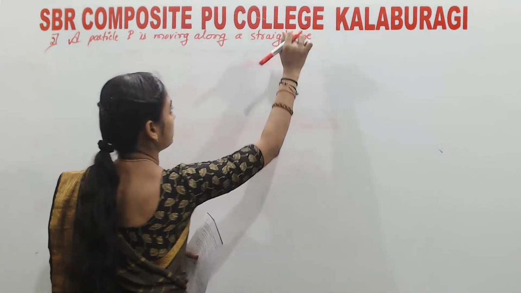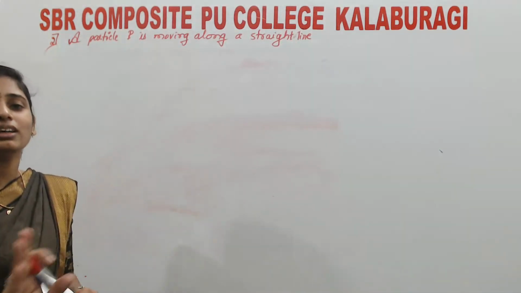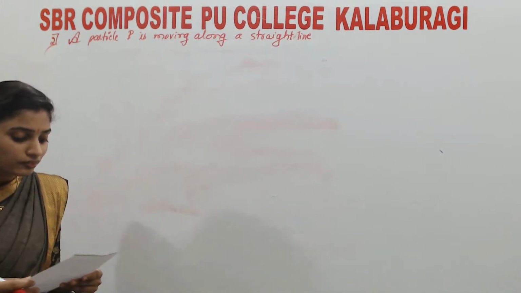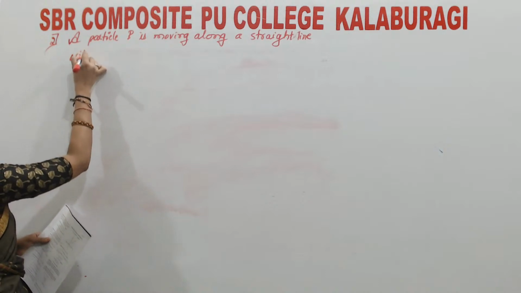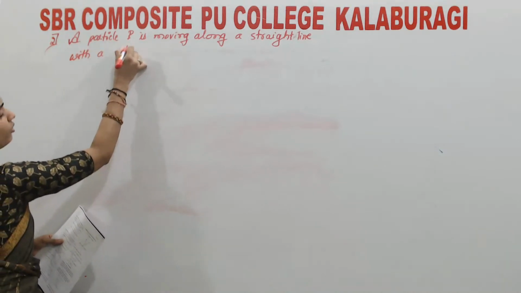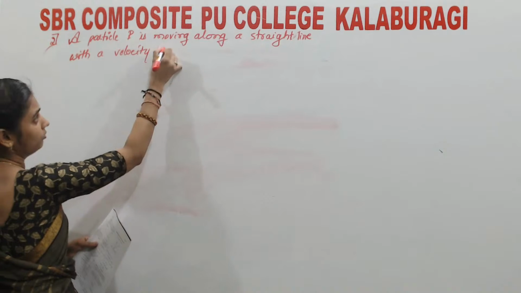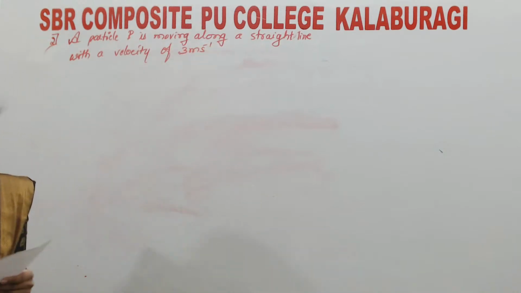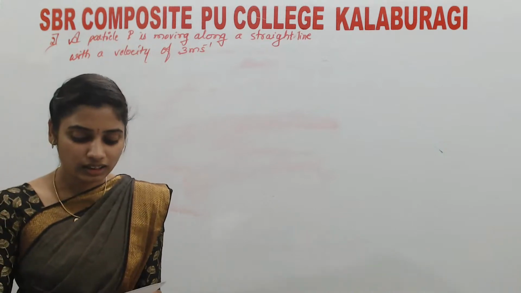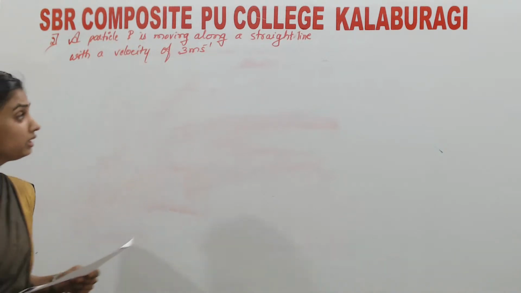Okay, here you see. A particle P is moving along a straight line with a velocity of 3 meter per second. Okay, and another particle Q has a velocity of 4 meter per second.